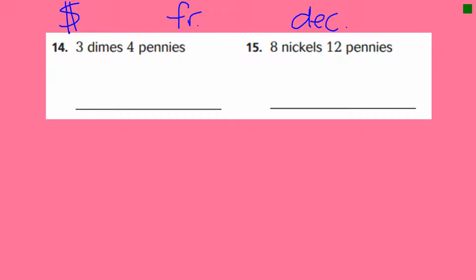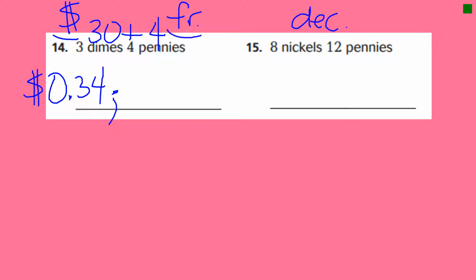All right, let's look at number 14. 3 dimes and 4 pennies. Okay, 3 dimes, that's 10 cents a piece, right? Dimes are worth 10 cents. And 4 pennies is 4 more cents. So 10, 20, 30, that's my 3 dimes plus 4 pennies. 30 plus 4, right, is 34 cents. So that's what we have to do first. Dollars, 34. Okay? 34 cents, and then we do our groovy little semicolon.